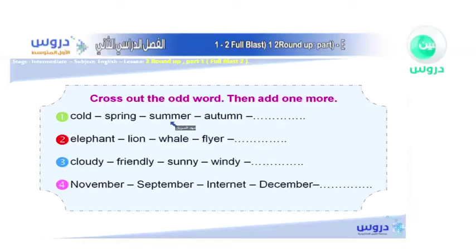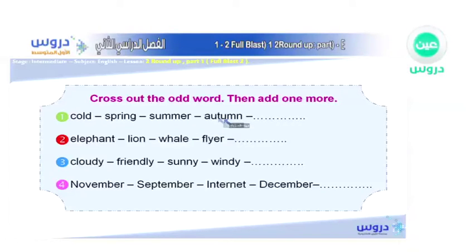So let's go to the next one. Let's see. So it says spring, summer. Are spring and summer related? Yes, they are because both of them are seasons. And then it says autumn over here. Autumn, also known as fall. So we have spring, summer, autumn, and we are missing one of those seasons because we have 4 seasons every year.